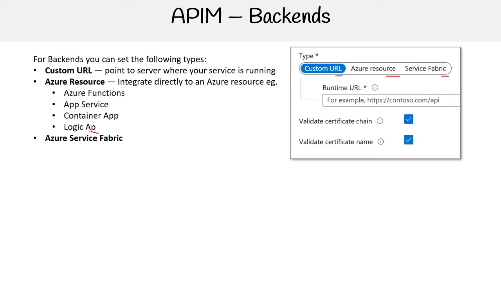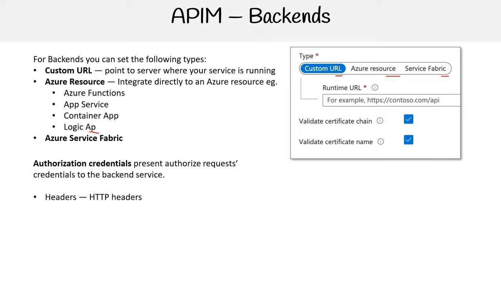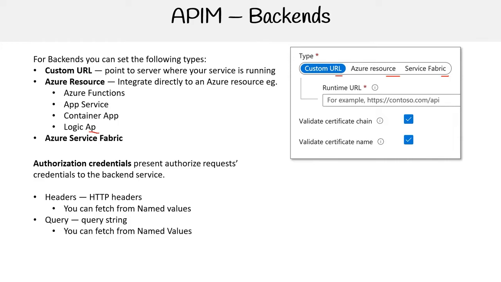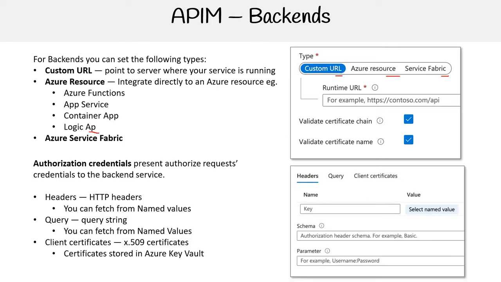Okay. We have some additional options here. We can authorize credentials that present request credentials to the backend service. There are options like headers, so that's HTTP headers. We can fetch from named values. We can query based on query string. You can fetch from named values there as well. You have control of client certificates, so X509 certificates, which we do talk about in this course, which are stored in Azure Key Vault, which is the section that we're talking about there. So you're just seeing those options: headers, queries, and client certificates. But yeah, there you go.